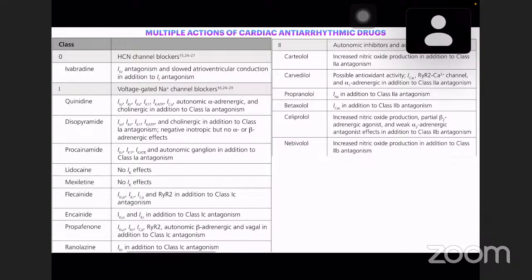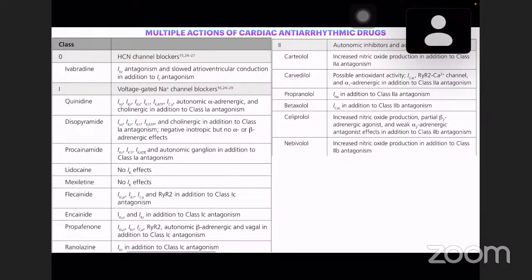Coming to encainide, it also acts on the ultra-rapid potassium inflow and rapid potassium inflow. And propafenone acts the same as flecainide. In addition to that, it also has beta adrenergic and vagal action. And ranolazine also blocks the rapid potassium current inflow. And coming to beta blockers, the class 2 drugs, carteolol increases the nitric oxide protection.